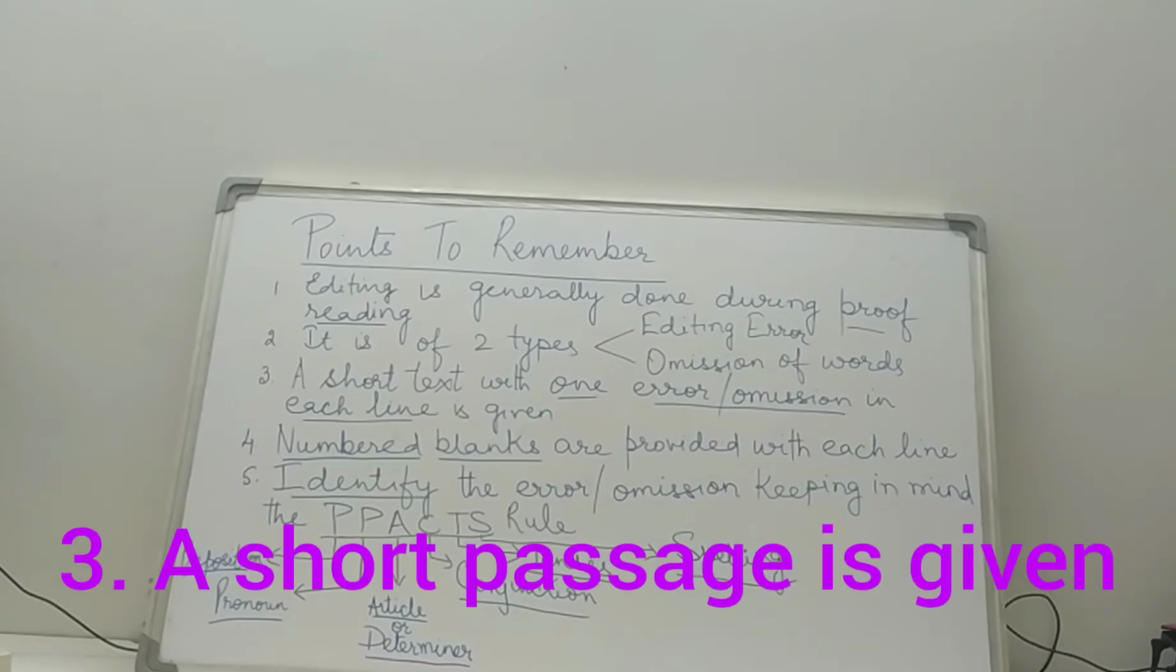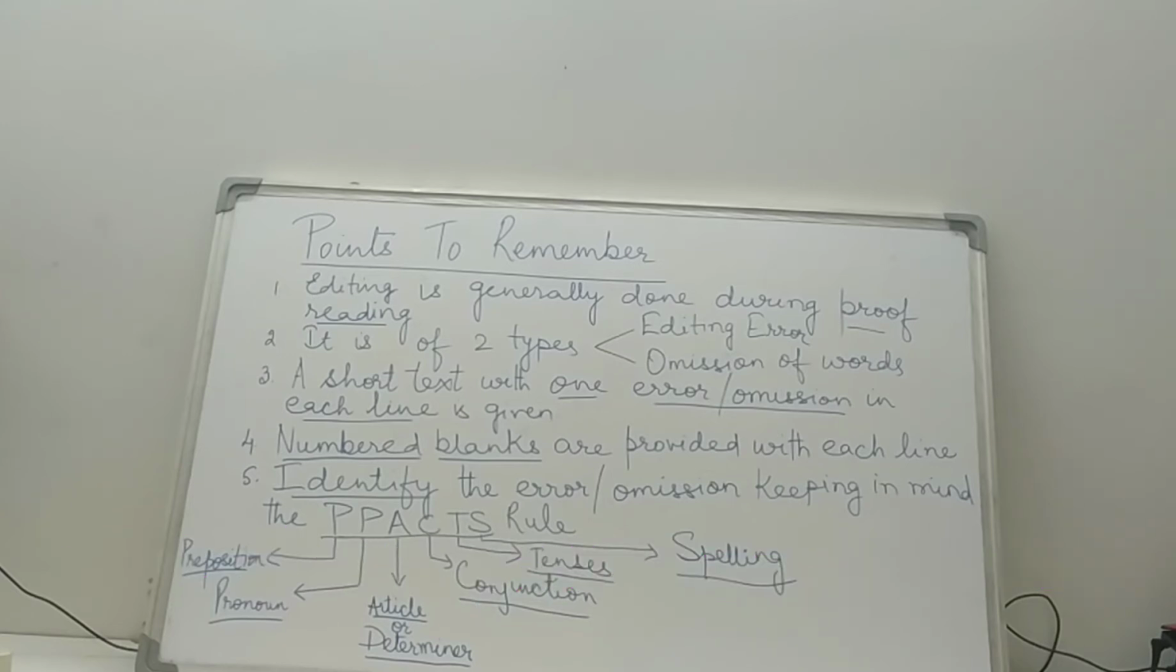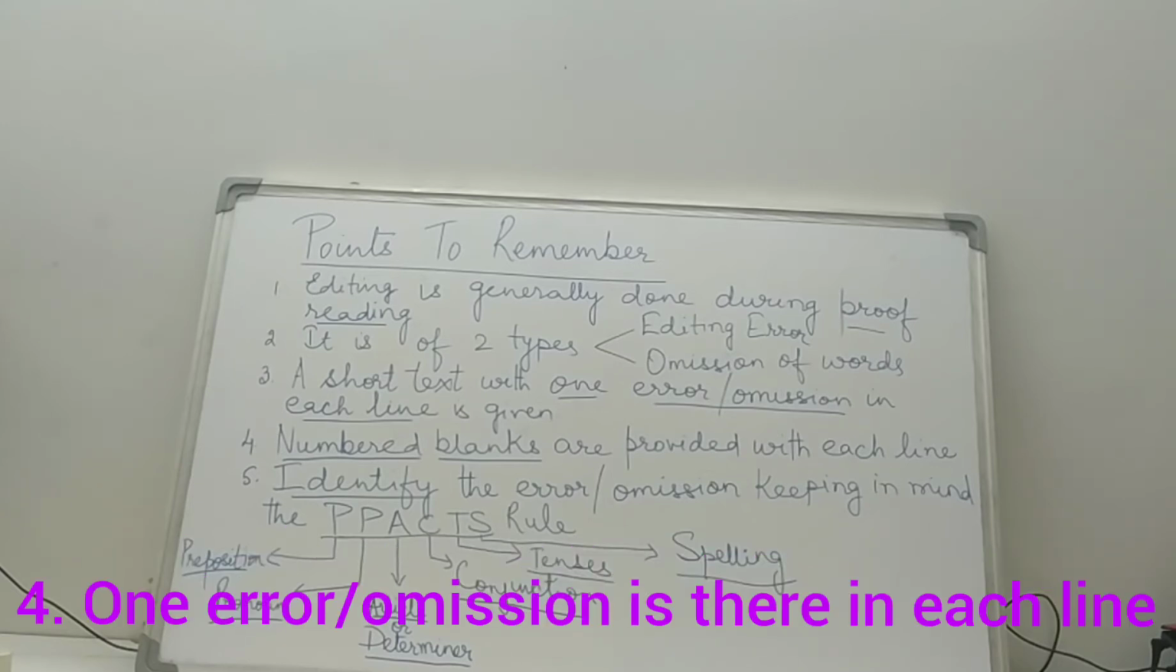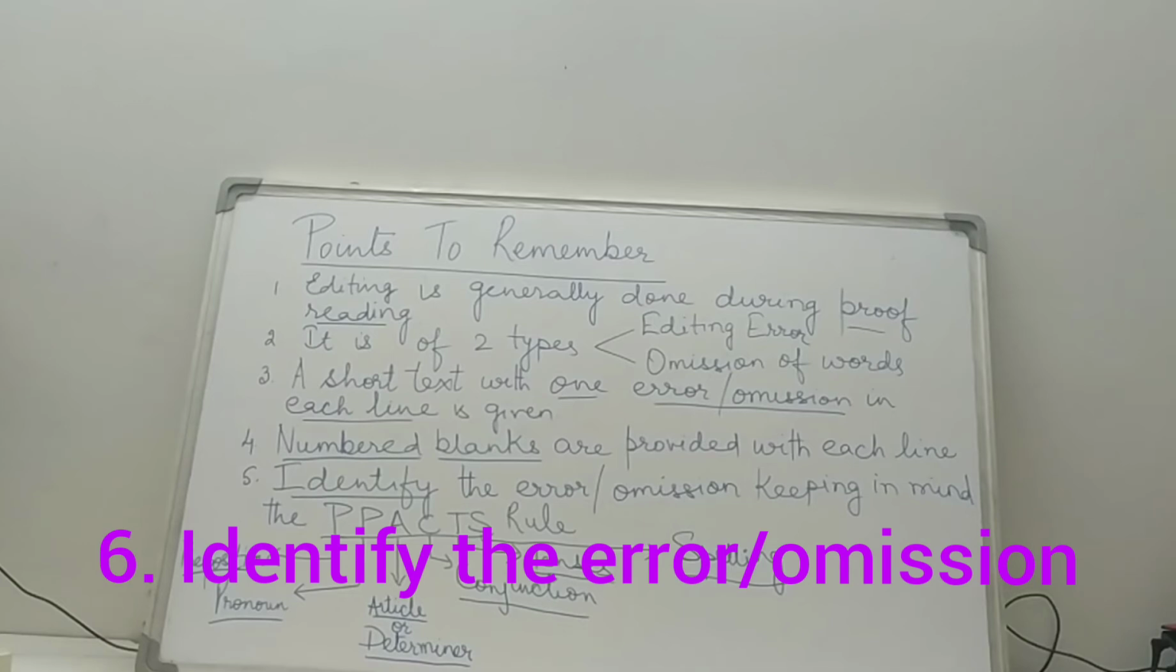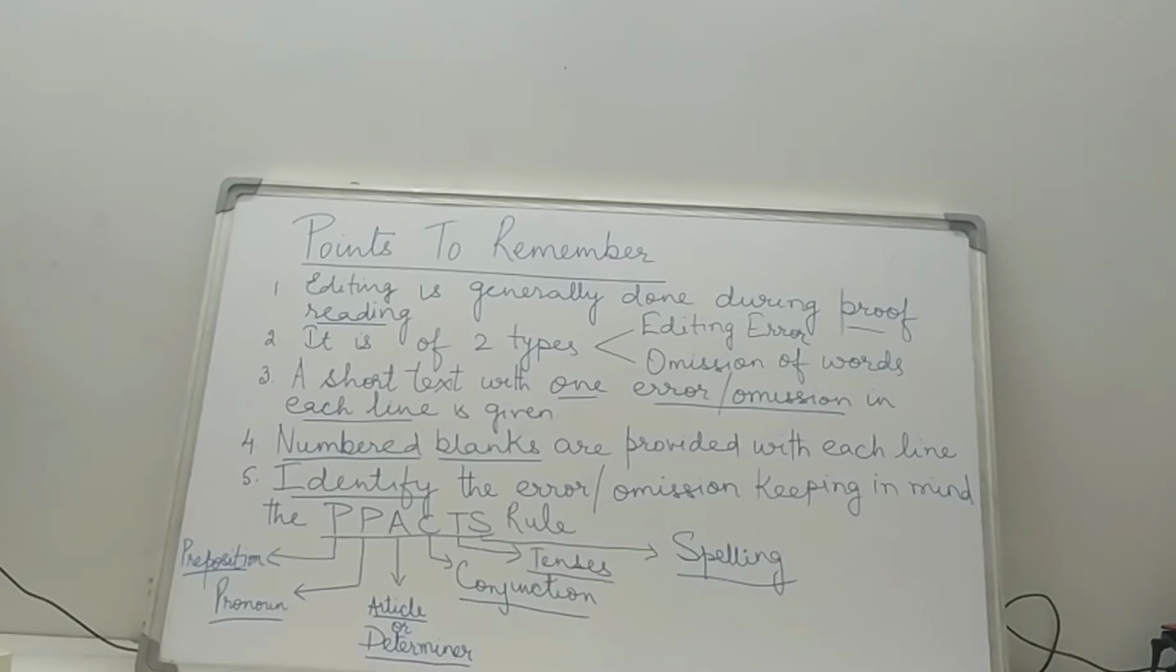So for this, a short text is given with one error or omission in each line. Then there are numbered blanks provided with each line where the student has to write down the answer. Then how will you do it? You have to identify the error or omission keeping in mind the P-PACS rule.